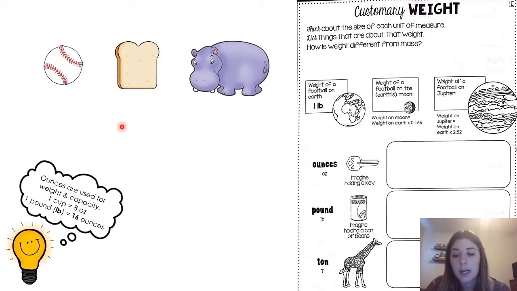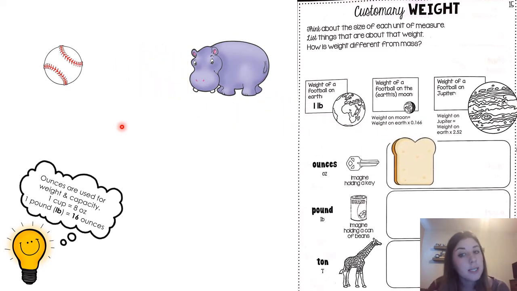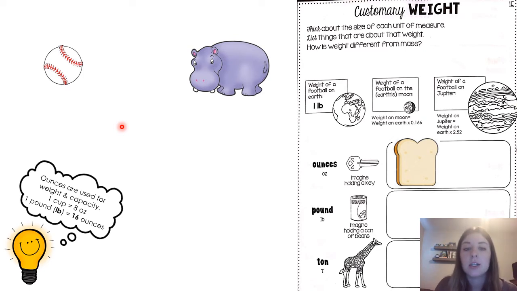A slice of bread is going to be an ounce. Now you may say, Ms. Hershey, we just talked about ounces in capacity because an ounce is a measurement for how much liquid something holds. There's a liquid ounce and there's like a fluid ounce, and then there's an ounce that's weight. And they equal different things, but they're both. So if you're holding a piece of bread, that's about how heavy an ounce is.